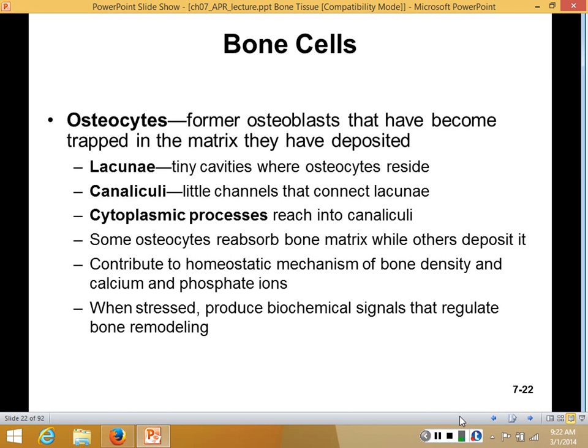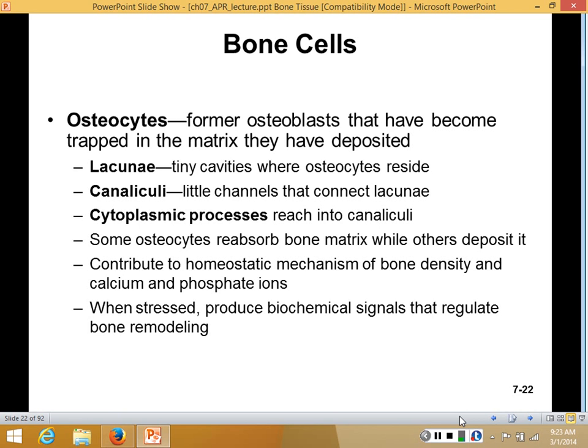And you have cytoplasmic processes that reach into the canaliculi as well. If you look at the first function, they reabsorb what? Bone matrix, okay? One main thing that you need to remember about your osteocytes, guys, is they're engaged in the metabolic exchange, all the exchanges of calcium and other minerals that have to take place. These are the ones that are engaged in the metabolic exchange with the blood.